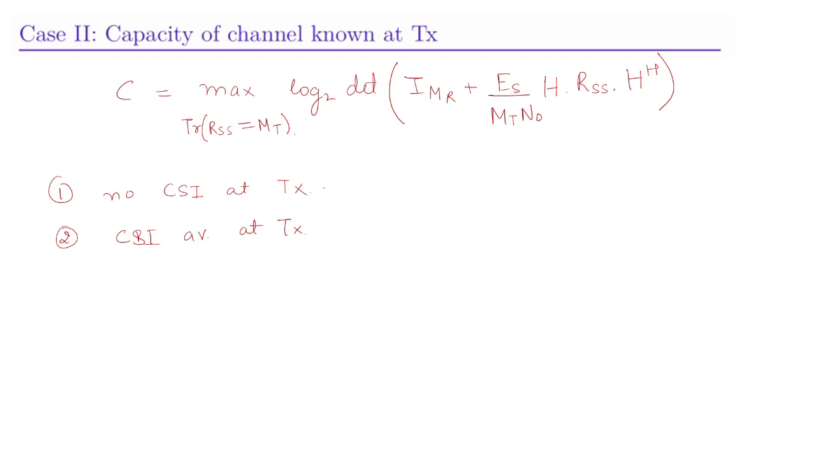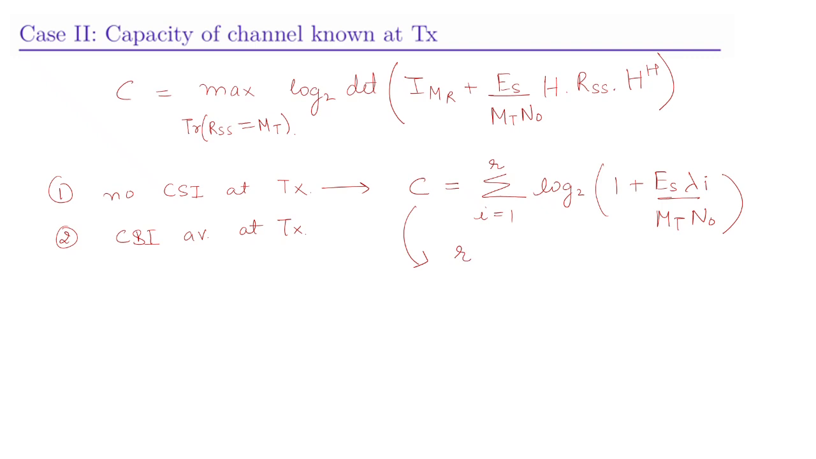And for the first case, we have said that capacity can be given as the summation from i equal to 1 to R, where R is the rank, of log2(1 plus Es lambda_i by MT N0). And this MIMO gives you R parallel SISO links.